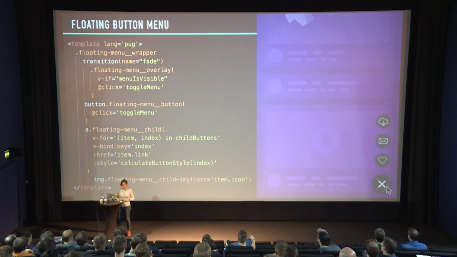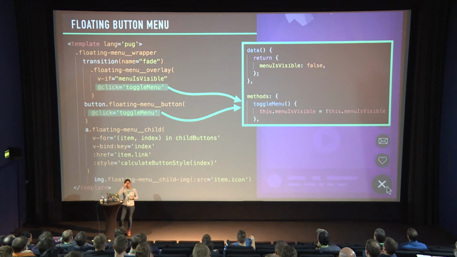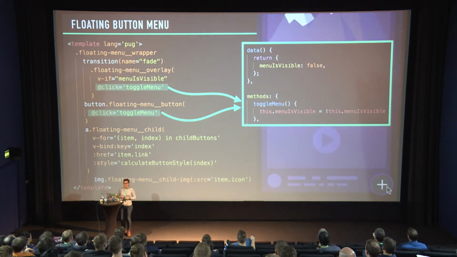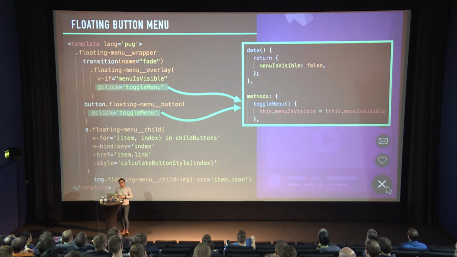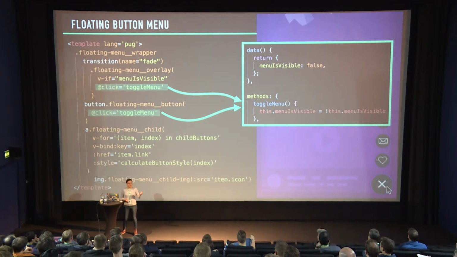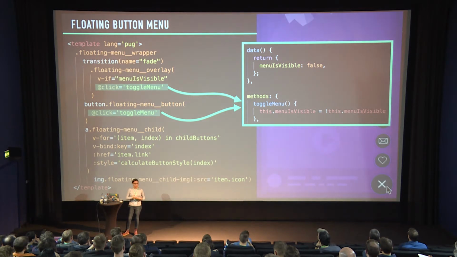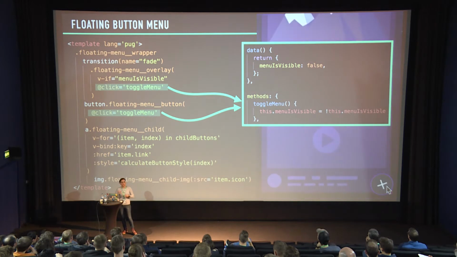So the way that it works is that basically we have this menuIsVisible variable, and the menuIsVisible variable is being toggled every time that we click on the button. So it starts at false, and then when you click on it, it goes to true, and the other way around. And we use this variable to display the overlay that we can see behind the main menu, and also to calculate the position of each one of these child buttons once the menu is open.